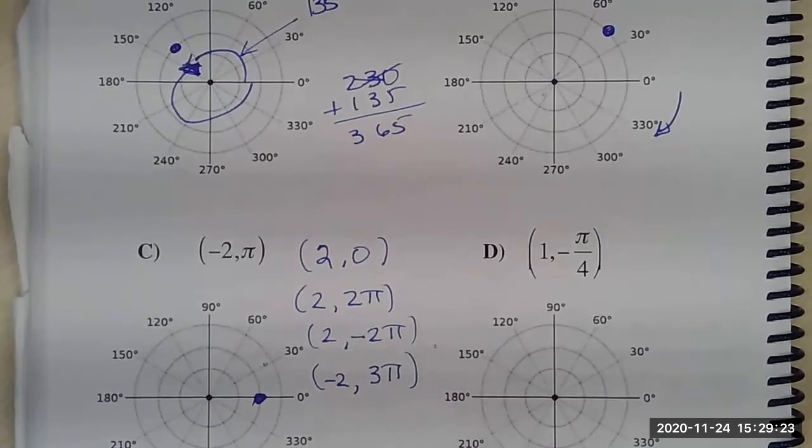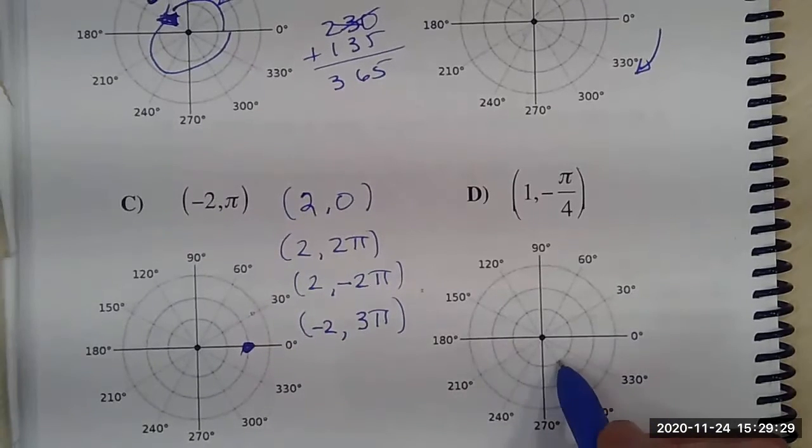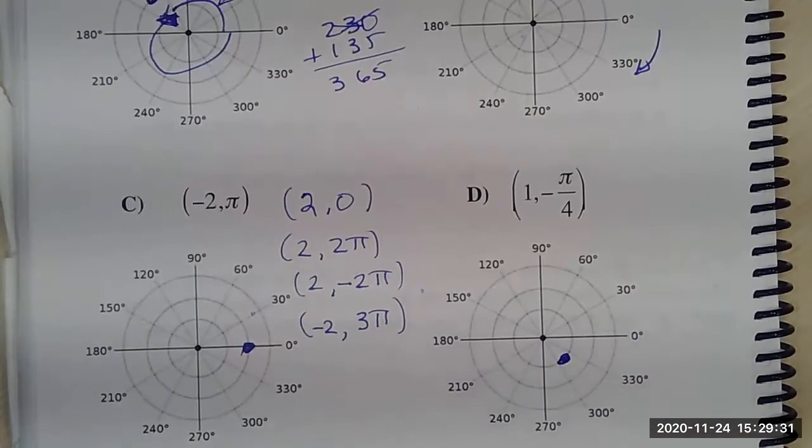Okay, this one here, negative pi over 4. That's over here. Negative pi over 4 is over here. And then 1, so you're going to put a dot right there. If it's a negative, it would have reflected, but it's not. I'm talking about if the radius was negative, then it would reflect.